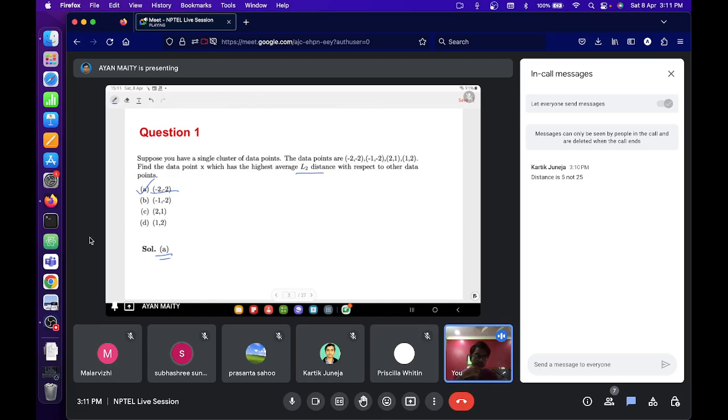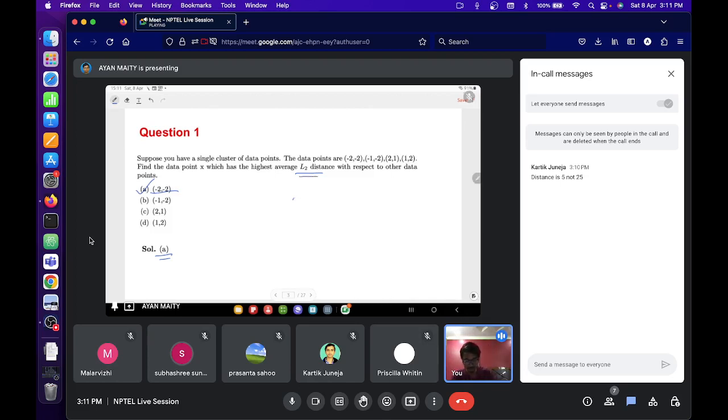Distance is 5, not 25. Yeah, so L2 distance here basically means the square of it, and even if you take the square root, it doesn't really matter, because you just have to find out the highest average L2 distance. So if the squared value is highest, the square root value would also be the highest, isn't it? So the answer would not change for that. But L2 distance here basically means without the square root, the square of the Euclidean distance.